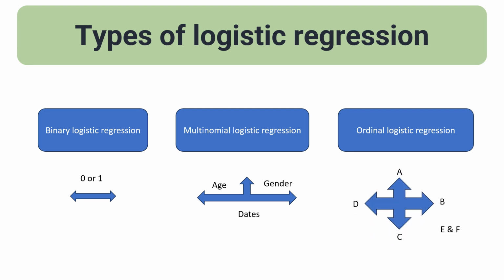Ordinal logistic regression. This type of logistic regression model is leveraged when the response variable has three or more possible outcomes, but in this case, values do have a defined order. Examples of ordinal responses include grading scales from A to F or rating scales from 1 to 5.